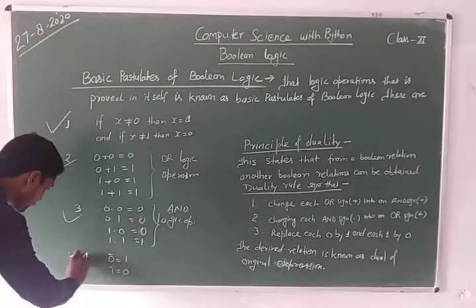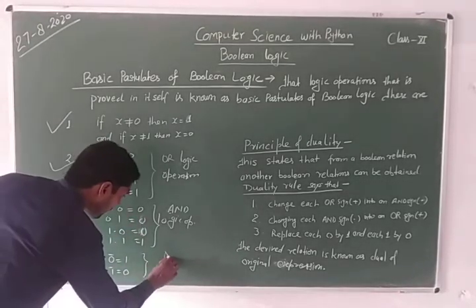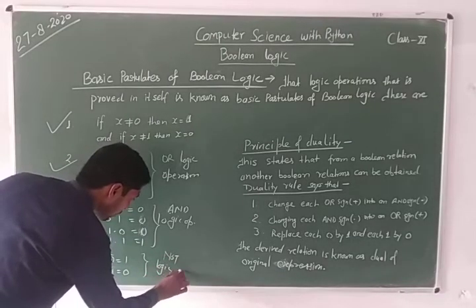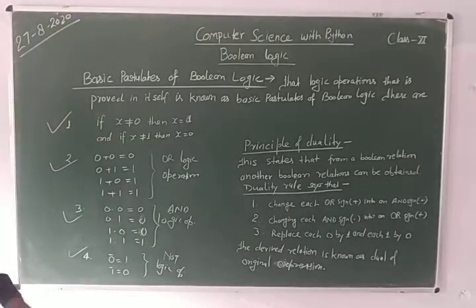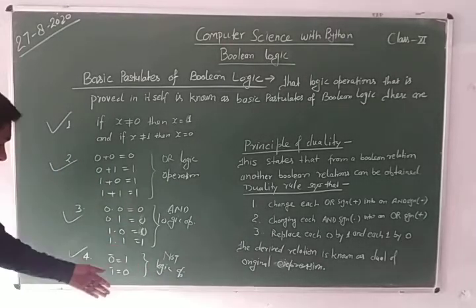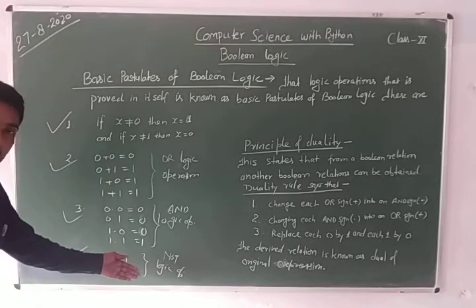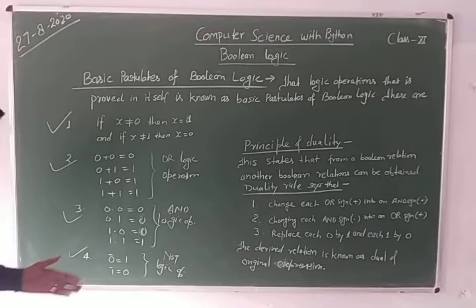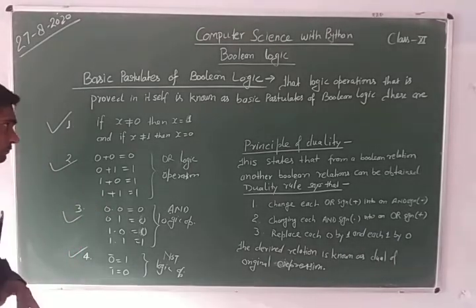And the last rule is related with the NOT logic operation. This says that the complement of 0 is equal to 1 and the complement of 1 is equal to 0. It means if there is no signal in the circuit and we use the NOT gate, then it reverses its output, it produces the output 1.